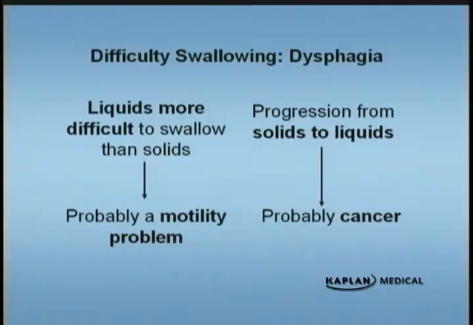Let me repeat these issues brought up by this vignette. I'm going to cut away from my face and go to a little decision tree here. If we have a patient with difficulty swallowing, if liquids are more difficult to swallow than solids, we're probably dealing with a motility problem. If there is a progression from solids to liquids, we're probably dealing with cancer.